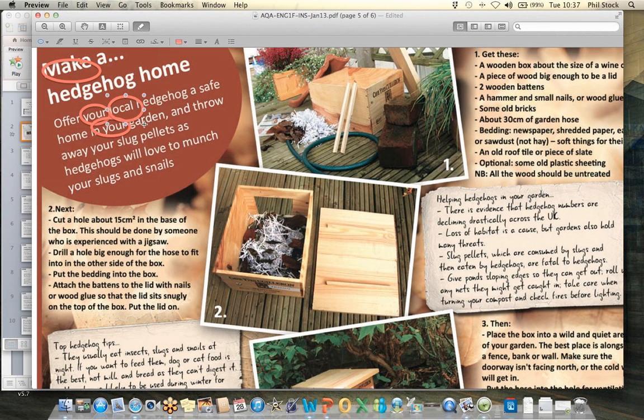Your local hedgehog. Yeah, that's interesting, isn't it? Describing it as my local hedgehog. I think that particular word choice makes me think that I have hedgehogs that are in and around my garden that are unique to me. And because that's a word that's describing this noun here, and because it comes before the noun, then I think I'm safe to assume that's functioning as an adjective.